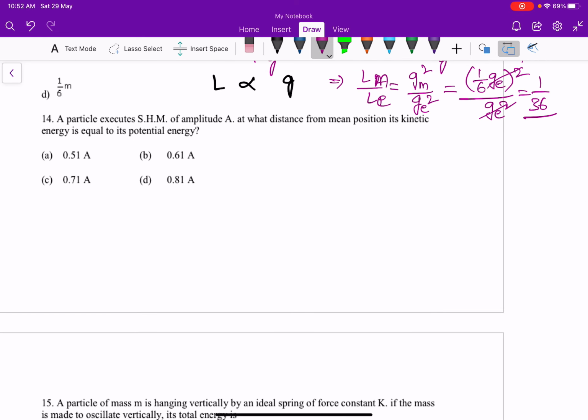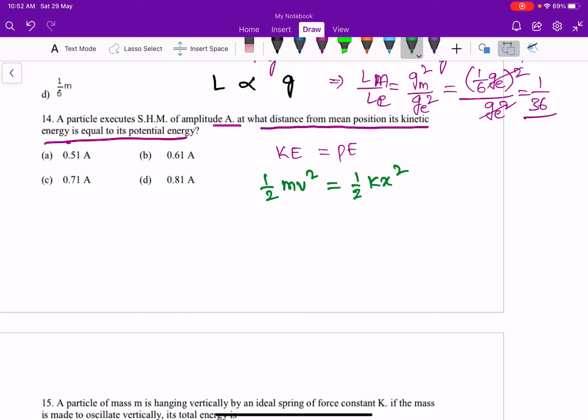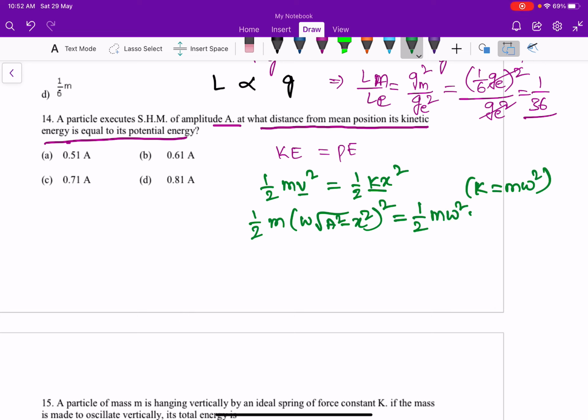A particle executing SHM of amplitude A, at what distance from mean position is its kinetic energy equal to potential energy? When kinetic energy is equal to potential energy, kinetic energy is nothing but half mv square, equal to half kx square. Half m into v, where v is omega under root of a square minus x square whole square, is equal to half k x square. We can write k is equal to m omega square.